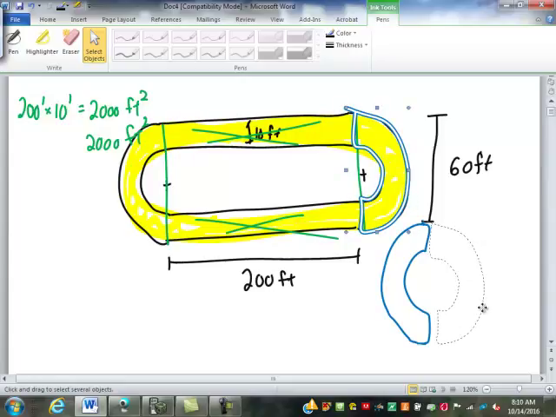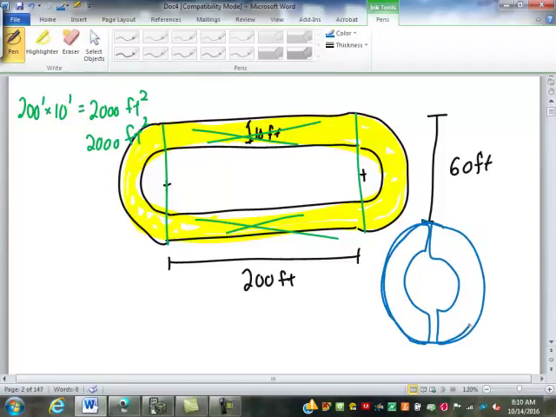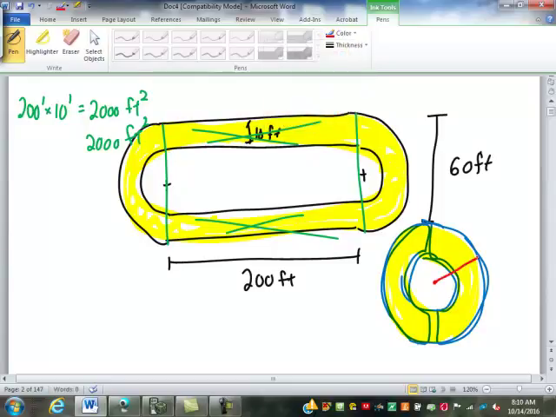For the circles on the ends, however, this is actually a type of problem we've seen before. Where we have a bigger circle with a smaller circle cut out of the middle. We did an area of a washer like this before, where we're trying to find this area of the ring or the washer. You remember how we went about doing that? What's the radius of that large circle? 30 feet, yes, half of our 60.